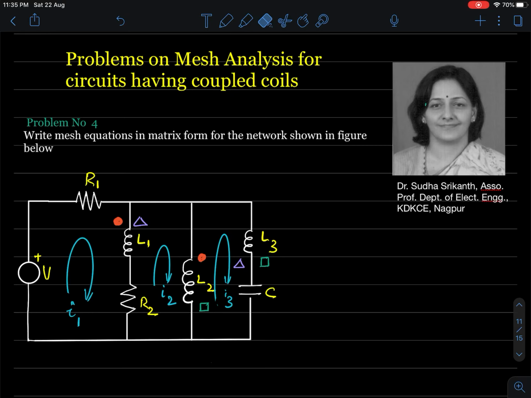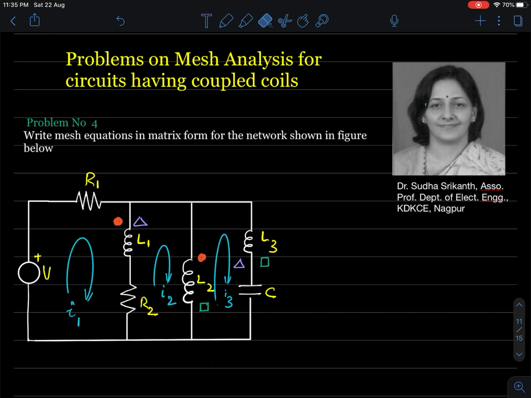Hello everyone. This is problem number 4 in the series of problems that I've been doing on mesh analysis, specifically for circuits having coupled coils. Let us try to see one more example so that we can consolidate the concepts.